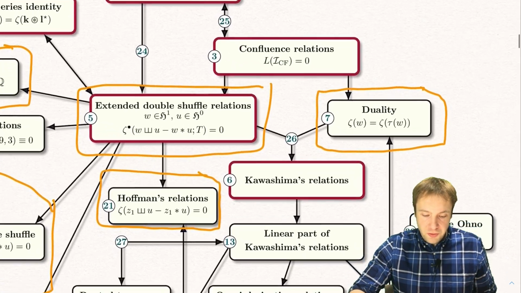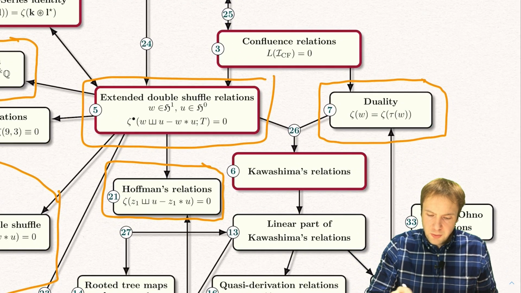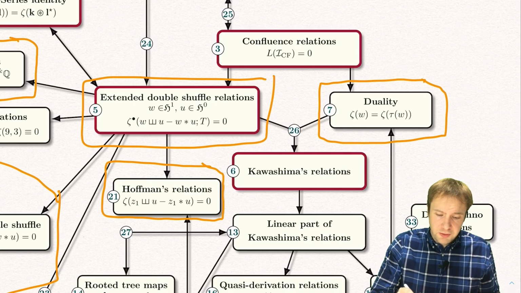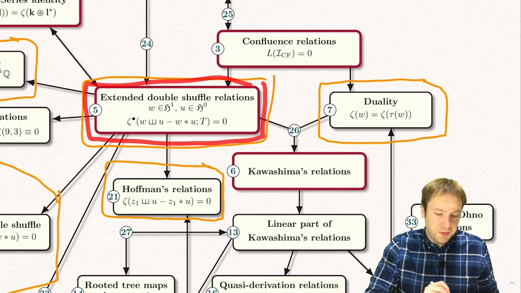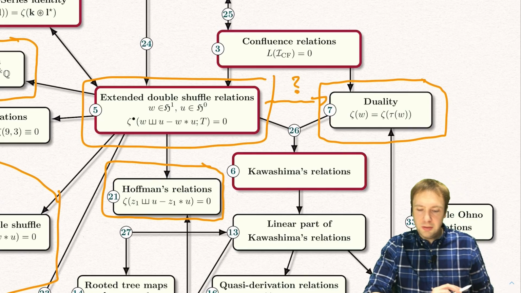But what I want to talk about today is again this duality. And for example, one open problem we mentioned last time. So even though we expect that all relations follow from this extended double shuffle relations, we don't know how to get from extended double shuffle to duality.